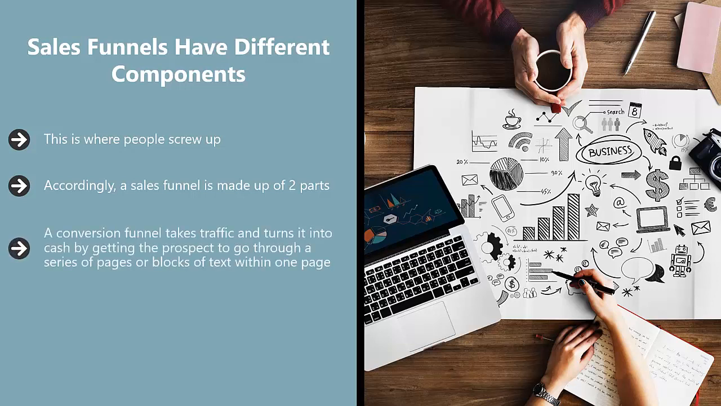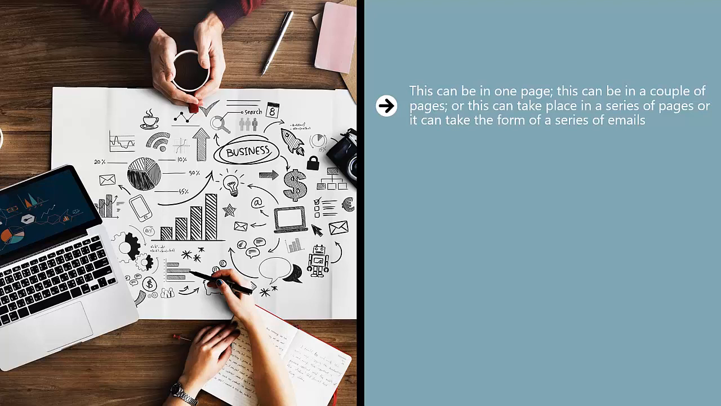A conversion funnel takes traffic and turns it into cash by getting the prospect to go through a series of pages or blocks of text within one page. As the person progresses through each section, that person develops the following. First, they get the impression that you know what you're talking about. They start to believe that you are knowledgeable enough about whatever it is you're talking about for them to continue to read your stuff. This can be in one page, in a couple of pages, a series of pages, or it can take the form of a series of emails. Regardless, it's all about building credibility.